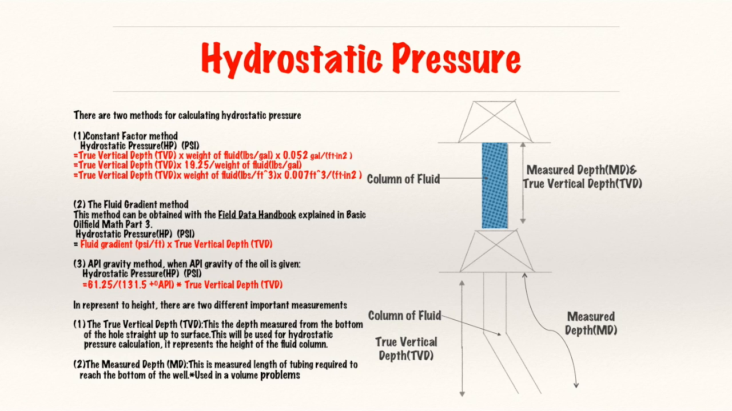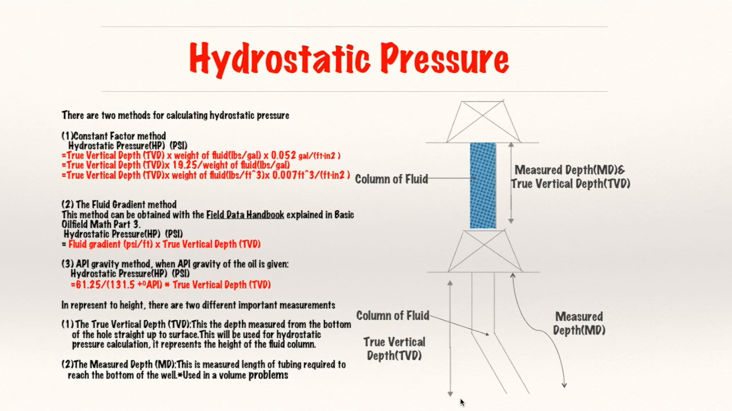It's very important to have a clear understanding of what the height you need for hydrostatic pressure. So the true vertical depth, this is the depth measured from the bottom of the hole straight up to the surface. A straight measurement from the bottom of the hole straight up to the surface. This is what we'll use for our hydrostatic pressure calculation. It represents the height of the fluid column, while the measured depth, which is mostly used in our volume problems, is the entire length of tubing required to reach the bottom of our wellbore. So this is your measured depth, right? This entire length, and this entire length is my true vertical depth.